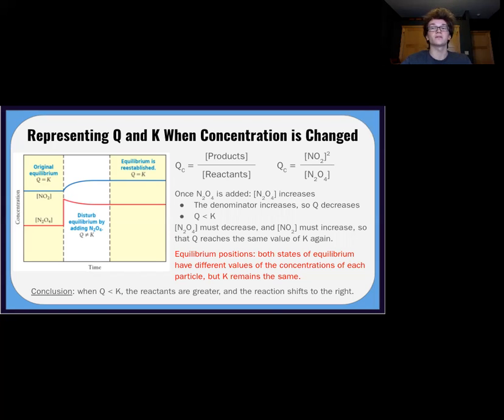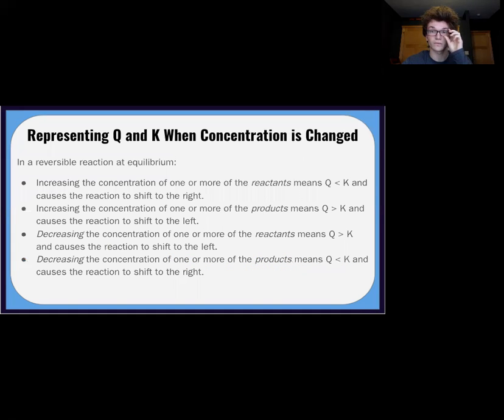Note the text in red, which points out that both the original and new state of equilibrium actually have different values for each of the individual concentrations of each particle. This is seen in the graph. The original and final concentrations for the reactants do not line up, and neither do the products. However, K is calculated to be the same value for both states. This is shown as the reaction having different equilibrium positions, but the same equilibrium constant.